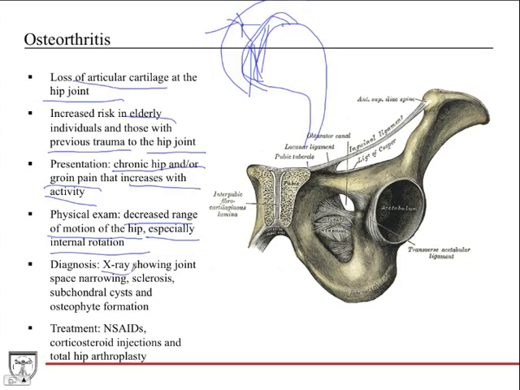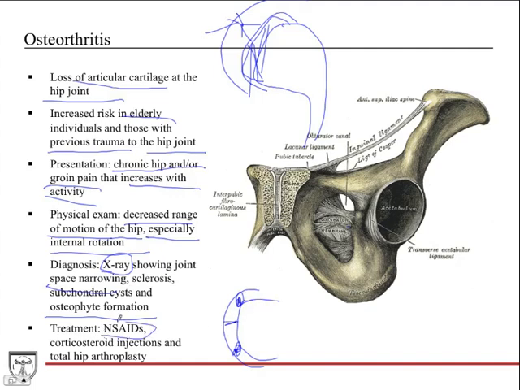Diagnosis is by X-ray. That'll give you the diagnosis, and it shows joint space narrowing. So you'll see this distance between the femoral head and the acetabulum will be narrowed. You'll see sclerosis, subchondral cysts, and even osteophyte formation, which are just like bone spurs. These are all a result of these two hard surfaces banging against each other, and then the inflammation that results.